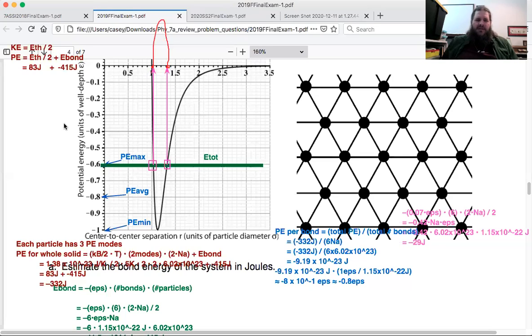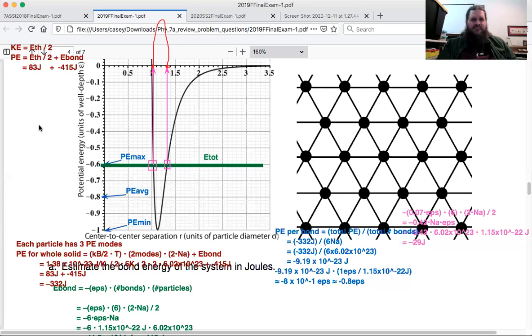You could just try a guess and check method. You could approximate it from the graph and plug in values for R that are what you've got here. Like let's say plug in 1.05 for R, see what potential energy is. And if it's very close to negative 0.6, then that's fine. If it's a little far from negative 0.6, try adjusting the R value a little bit left to right and see if you can get the result closer to negative 0.6 epsilon. But in this case, I think I would just estimate it from the graph.